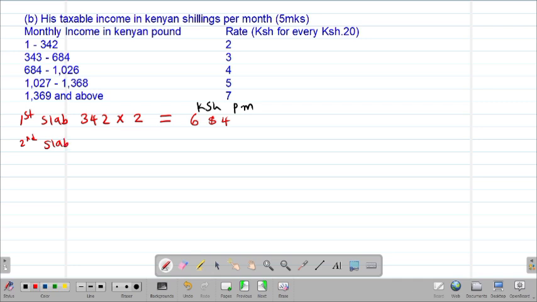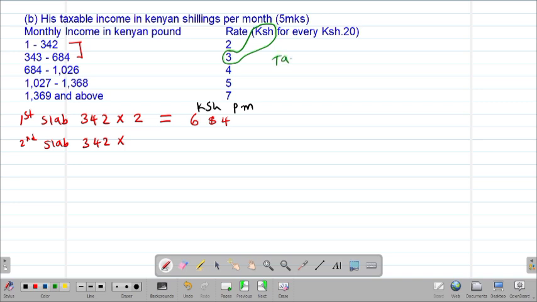So in our second slab, we'll subtract these two. That is the 684 minus 342. Of course, this will be 2, this will be 4, this will be 3. So we'll still get 342. Then multiplied by, to interpret this second part, this one simply means that a tax of 3 shillings is being deducted for every 20 Kenya shillings that is being earned.